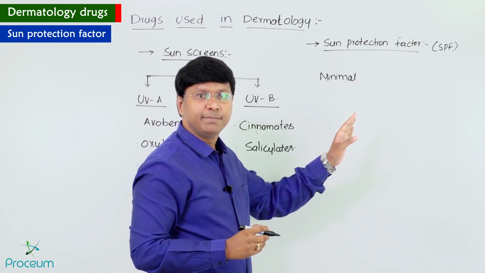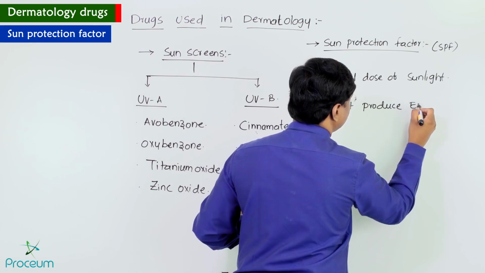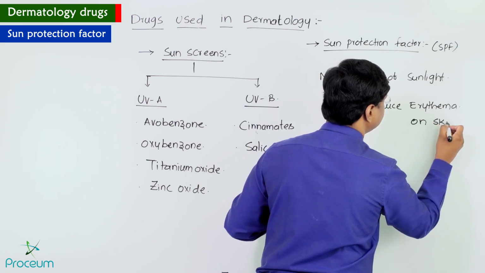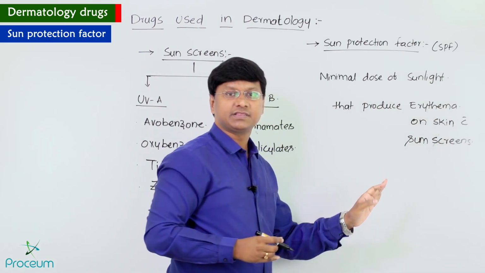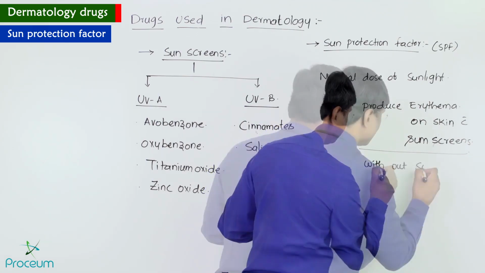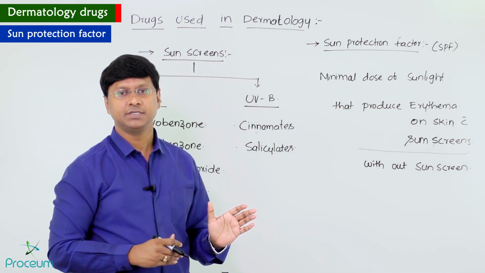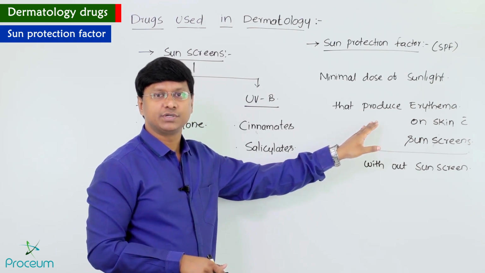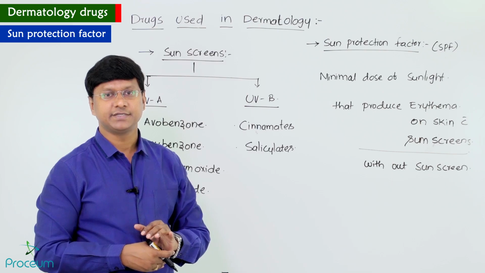It is a ratio of the minimal dose of sunlight that produces erythema on the skin with sunscreen to that without sunscreen. Basically, it has to produce erythema, and that erythema produced with sunscreen over the skin compared to that without sunscreen defines the sun protection factor.